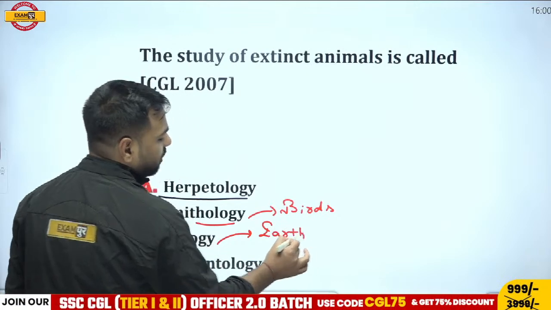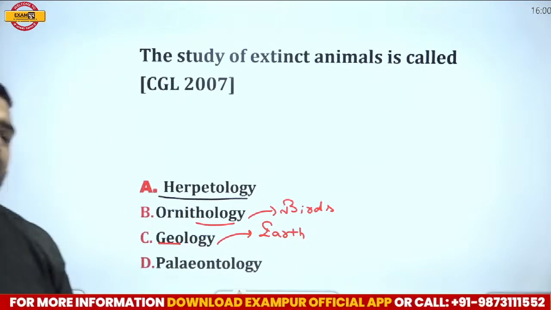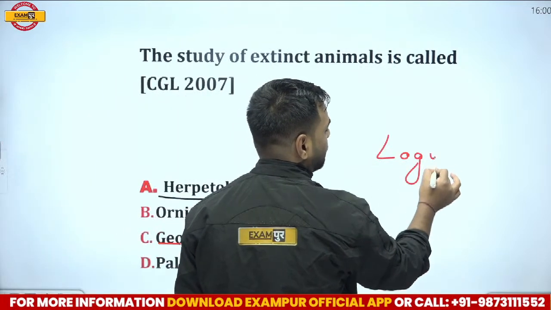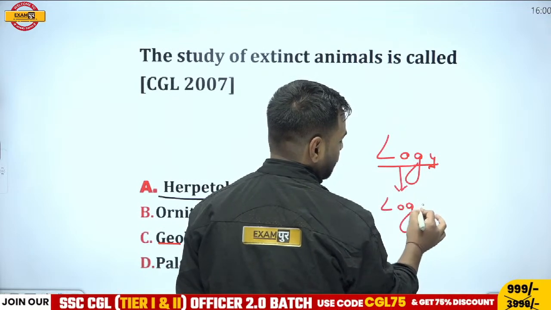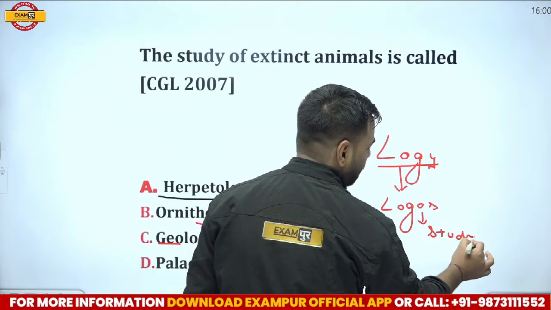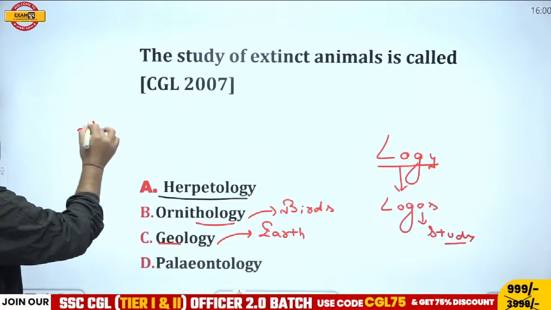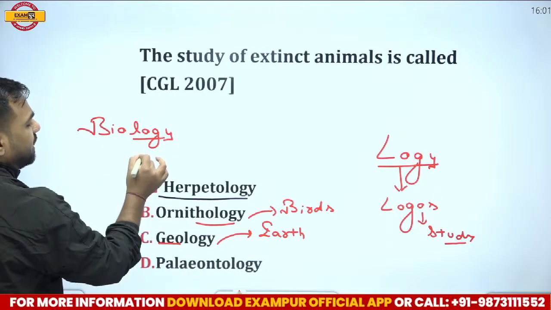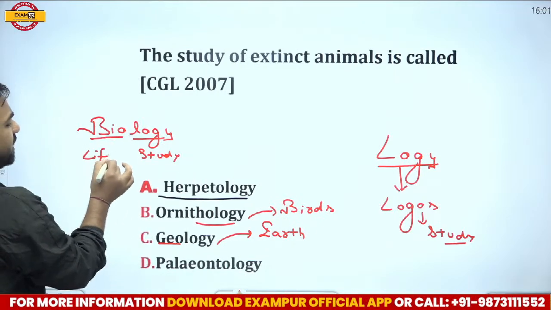Earth. Now, I don't know how many of you remember, there was a thing that we discussed. There was a word that was known as logy. Remember? This logy word was derived from the word logos, which means study. So, study of anything. For example, if I talk about biology, logy actually means study, and bio is standing for life. So life study is biology.